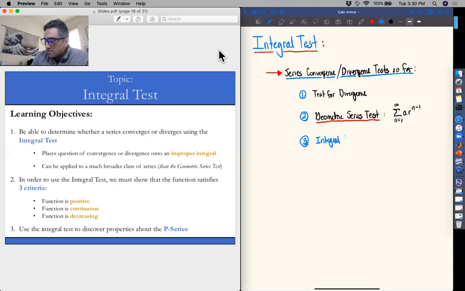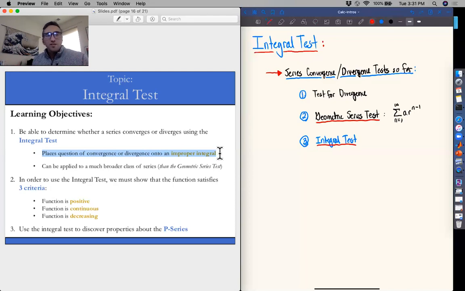And this will help us determine whether a series converges or diverges for a much broader class of series that are out there. So that's basically why we are introducing the integral test today, to help us determine convergence or divergence for a much broader class of infinite series. Now, the big thing to note from the integral test right away is this places the question of convergence or divergence onto an associated improper integral.